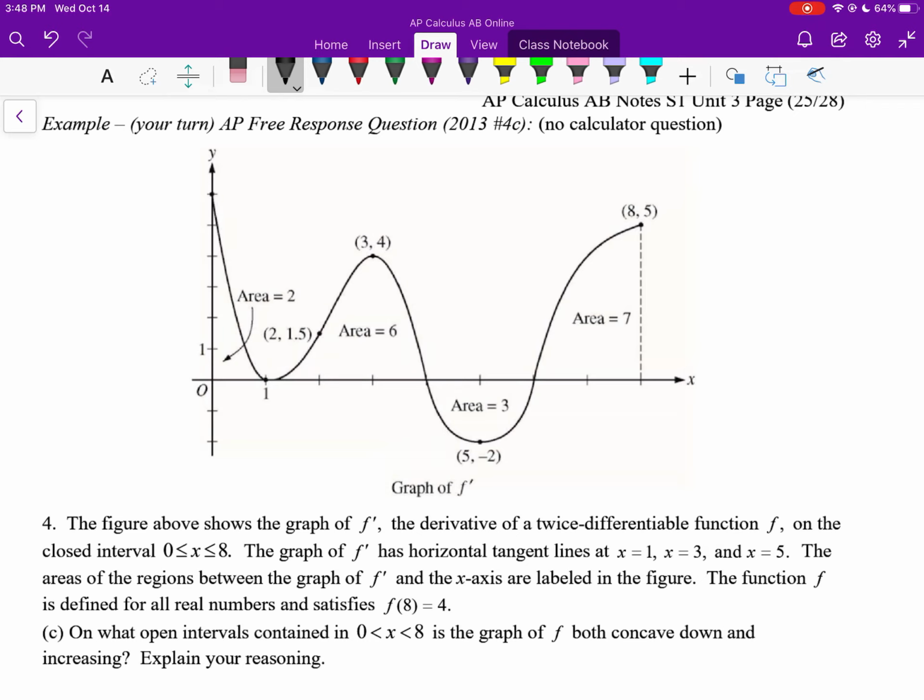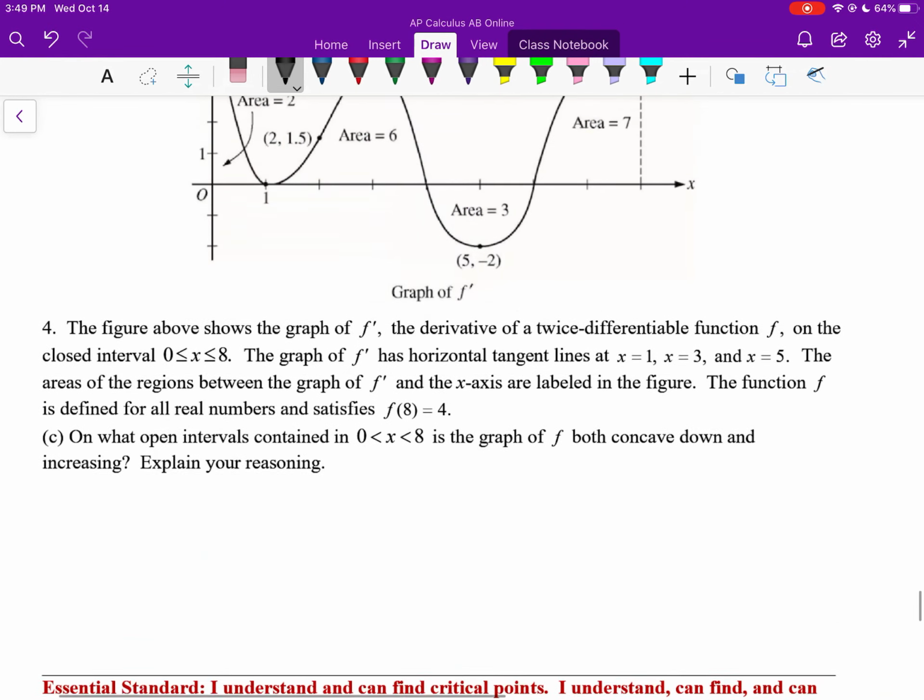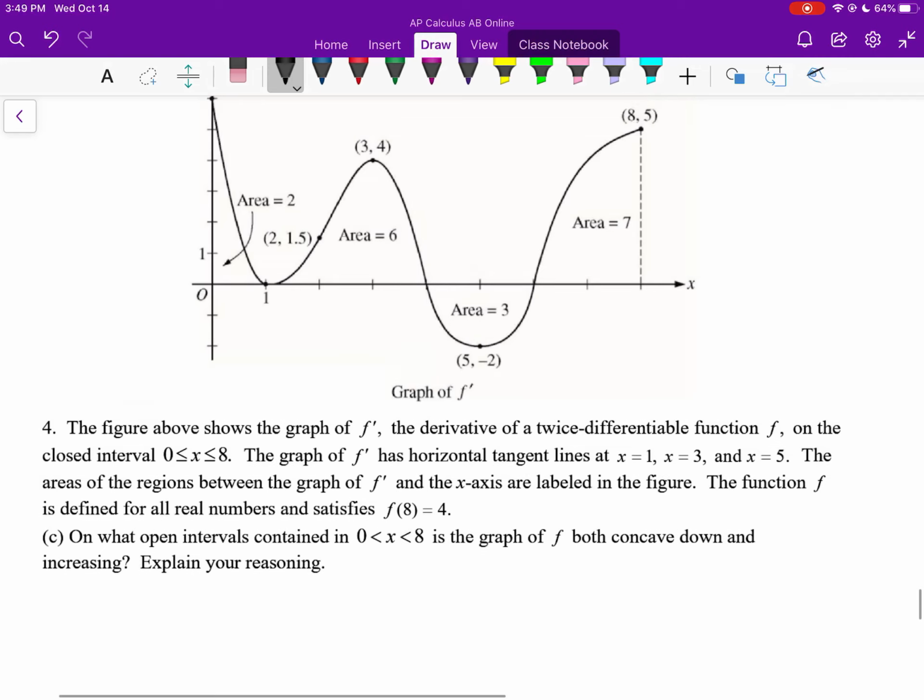The figure above shows the graph of f prime, the derivative of a twice differentiable function f on the closed interval between 0 and 8. The graph of f prime has horizontal tangent lines at 1, 3, and 5. The regions between the graph of f prime and the x-axis are labeled in the figure. The function f is defined for all real numbers and satisfies f of 8 is equal to 4. On what open intervals contained between 0 and 8 is the graph of f both concave down and increasing? Explain your reasoning. So give that one a shot and see if you can figure it out.